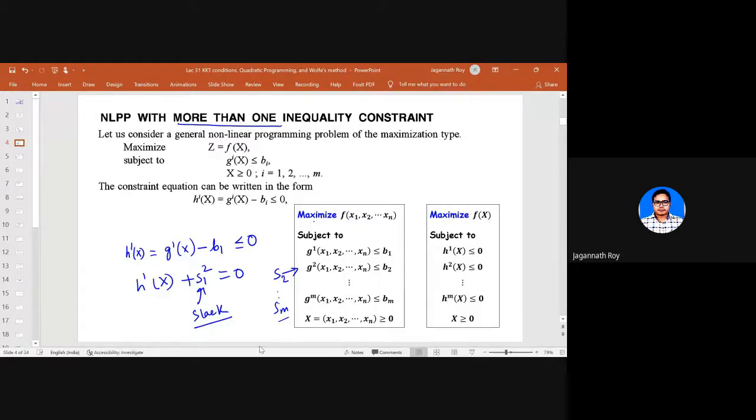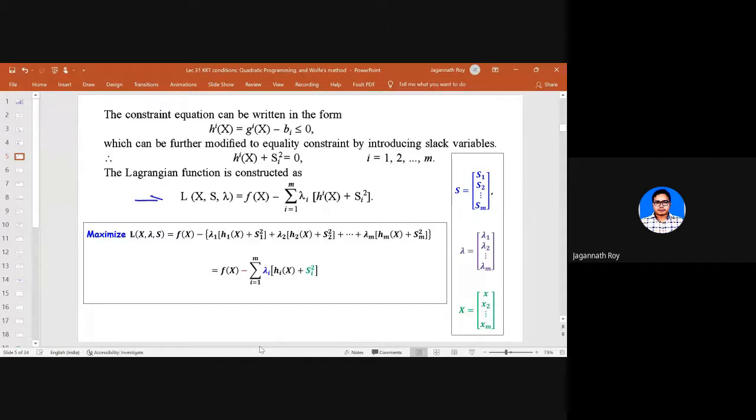What is the process? We have to define the Lagrangian function. If you expand this function, it will look like this form. If you write it in a summation short form, we use the summation symbol, from 1 to m, lambda i times h_i plus s_i square. So this is the Lagrangian function, the augmented Lagrangian function.